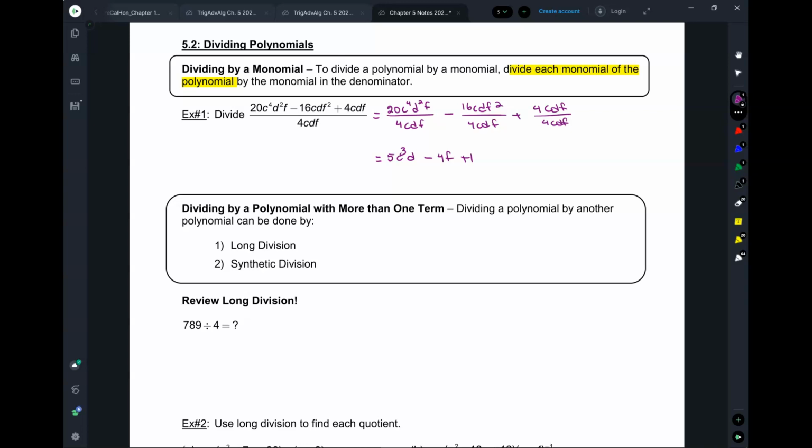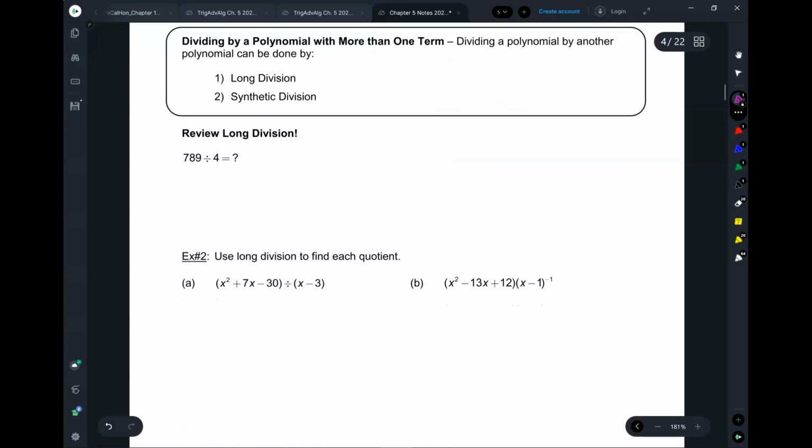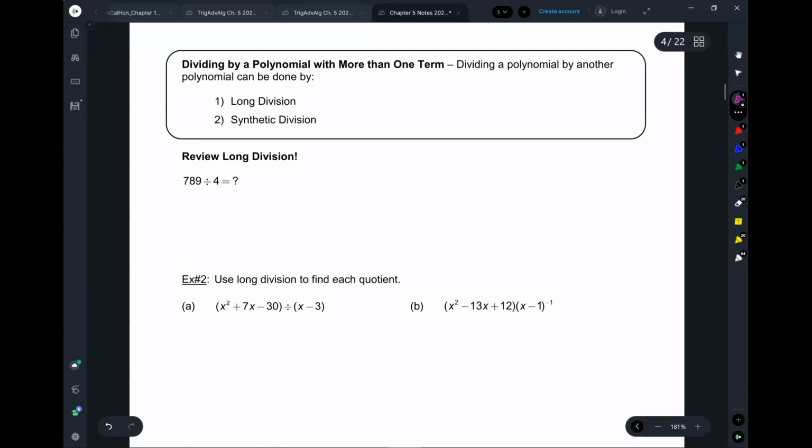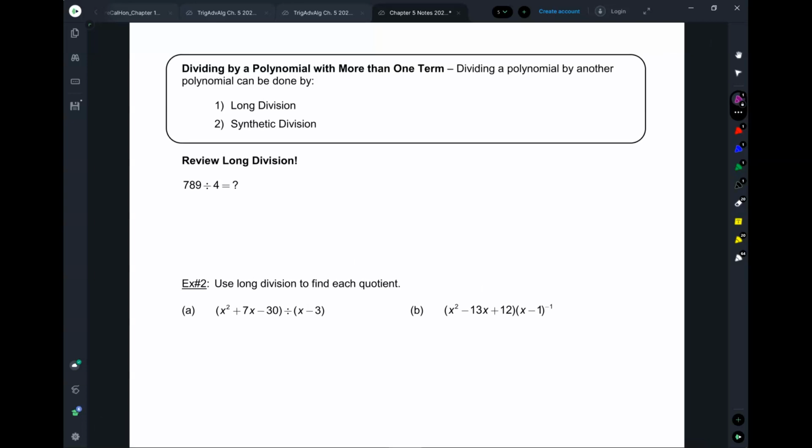Okay, now, what if you have a polynomial, but now you have to divide it by more than one term? Well, here you've got two options, and the options are either long division or what we call synthetic division. Okay, so for long division, we have to go all the way back to 4th and 5th grade. And remember how we did long division back then, way back then. So you have this one, 789 divided by 4. Remember how we set up a long division, right? It looks like this.